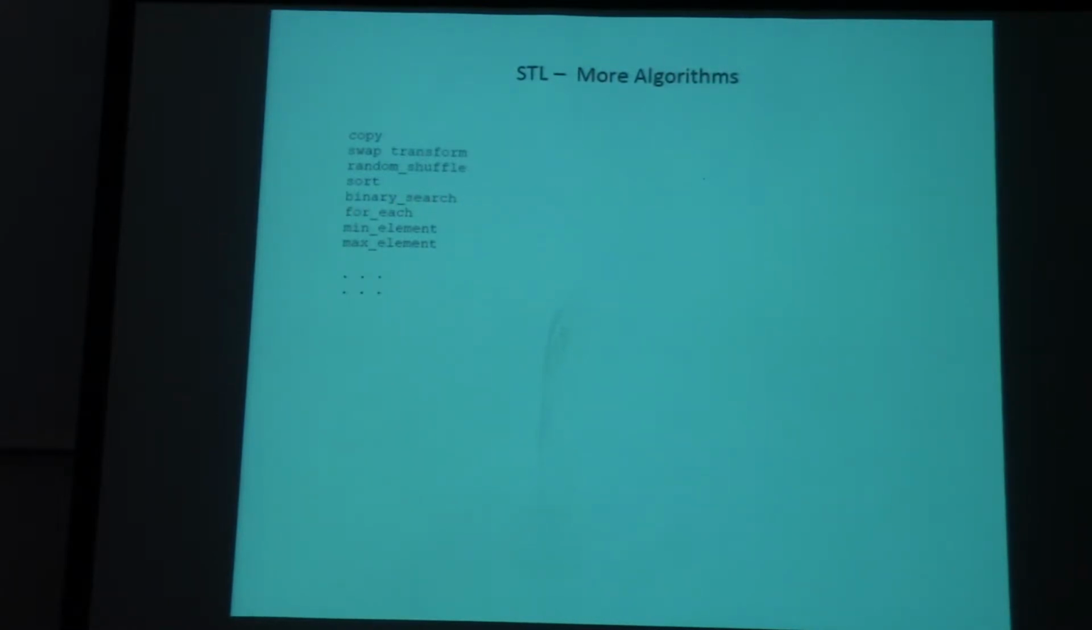Additional algorithms that are available in STL are copy, swap, transform, random shuffle, which is very useful for randomizing stuff. Sort, you don't like sorting? Just say sort. And you can say sort from begin of the container, end of the container. Okay? And then if you want to, you can provide a functor to do the comparison, similar to what we did here.